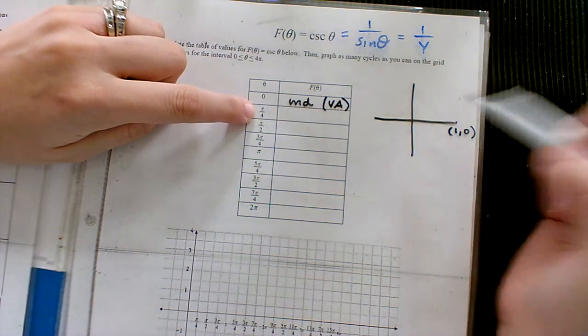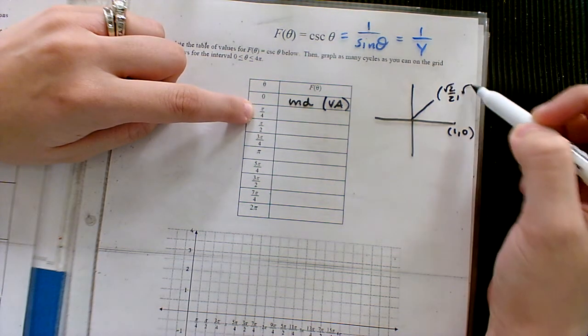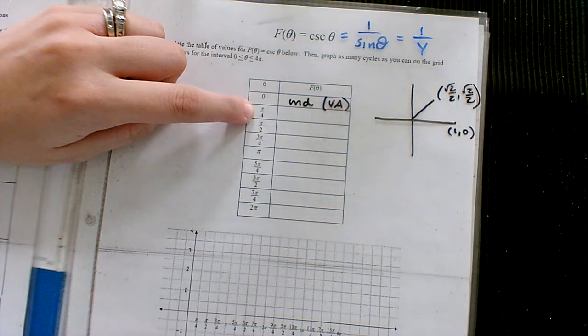All right, let's try pi over 4. That's the middle of the first quadrant. We have square root of 2 over 2.